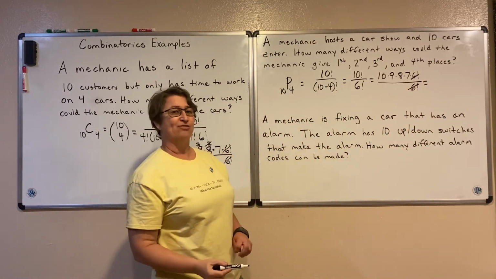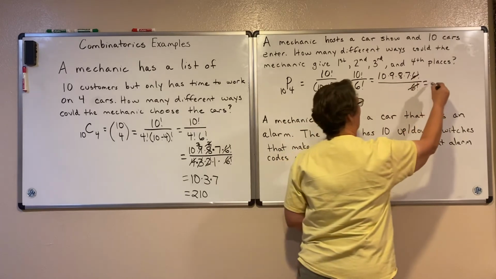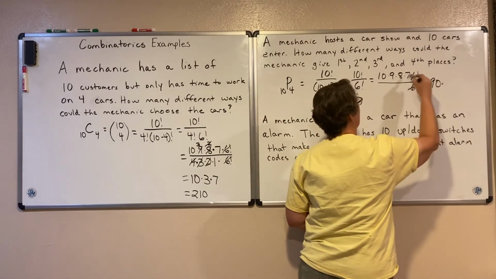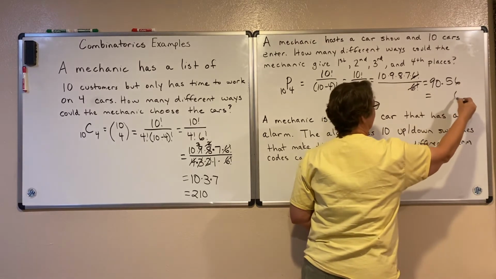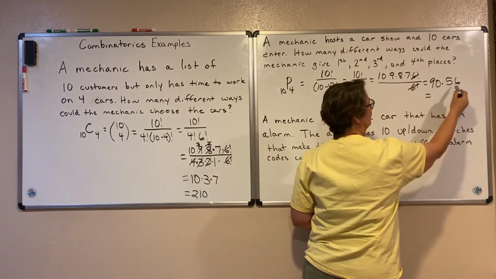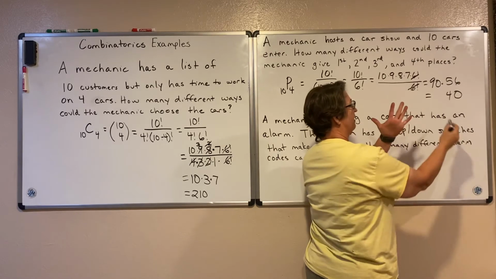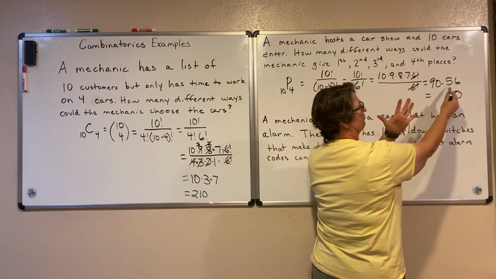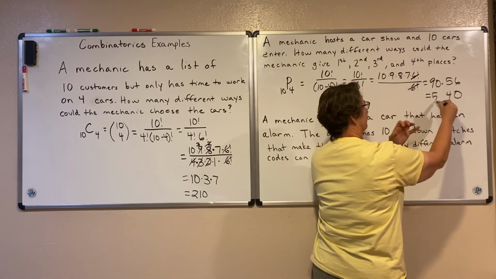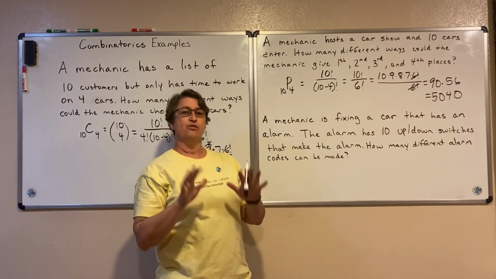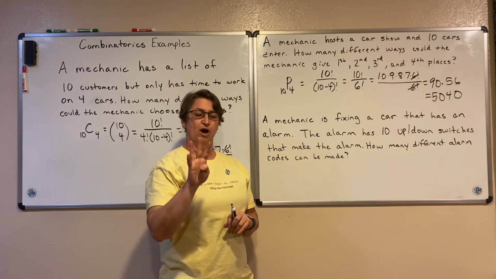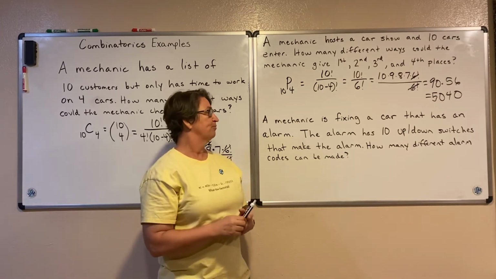I have a little more math to do this time. I have 10 times 9, which is 90, and 8 times 7, which is 56. So there's a 0 on the end. 9 times 6 is 54, carry 5. 9 times 5 is 45, plus that 5 makes 50. So there are 5,040 different ways that the mechanic could choose those 4 cars to give places to.